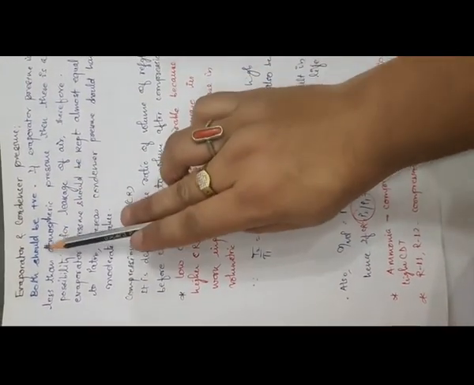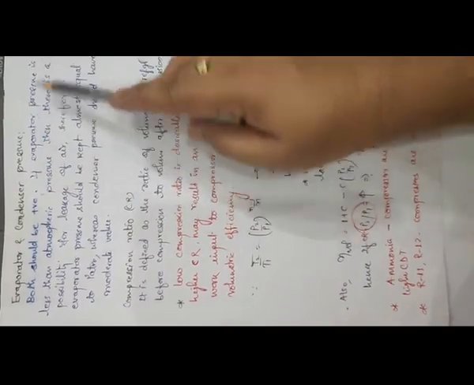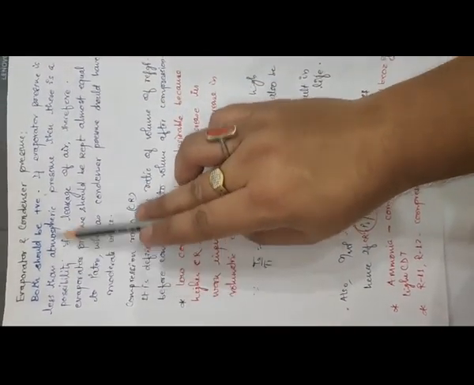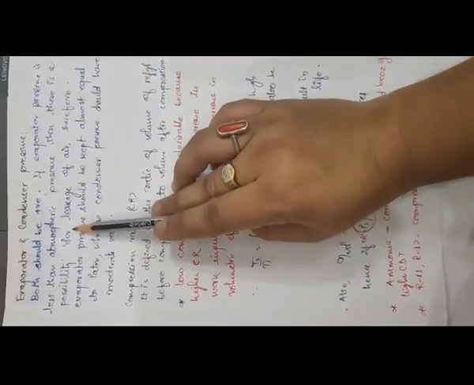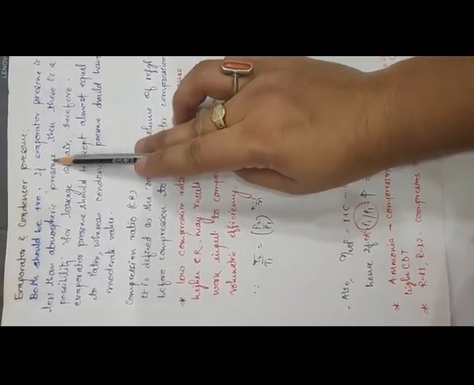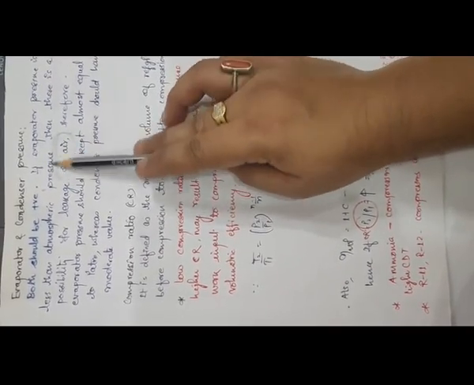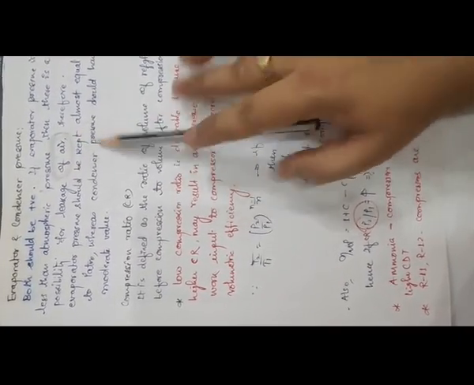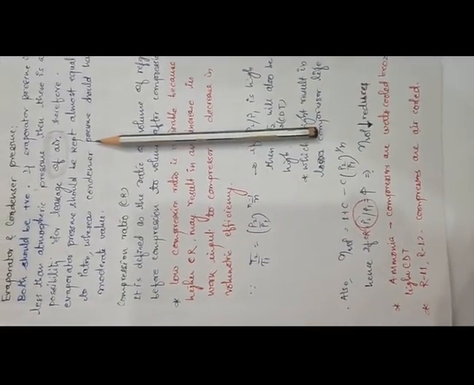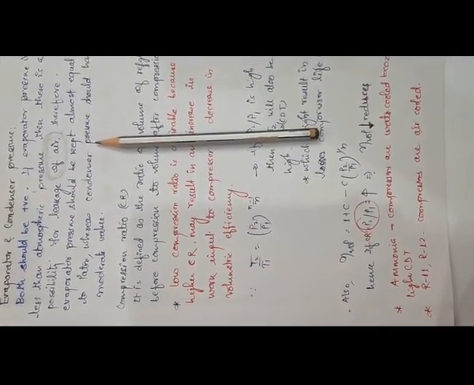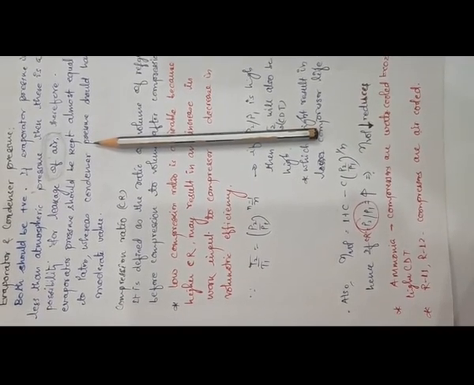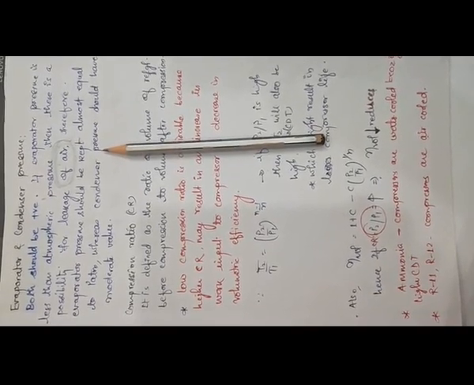Next is evaporator and condenser temperature. Here it is written that both should be positive. If evaporator pressure is less than atmospheric pressure, then there is a possibility of leakage of air. There will always be a negative pressure, so with the refrigerant being used, there will always be leakage of air. So evaporator pressure should be kept almost equal to atmospheric pressure, whereas the condenser pressure should be well above atmospheric pressure, or a moderate pressure value.